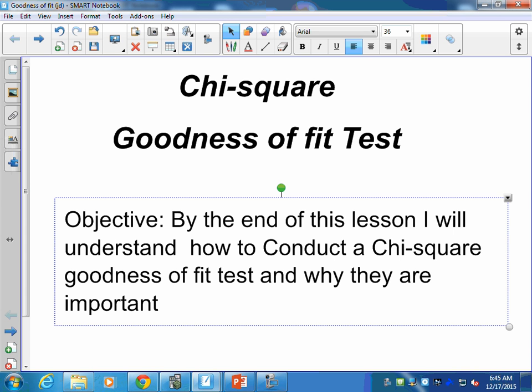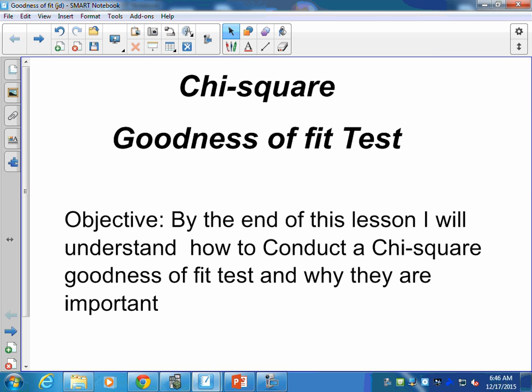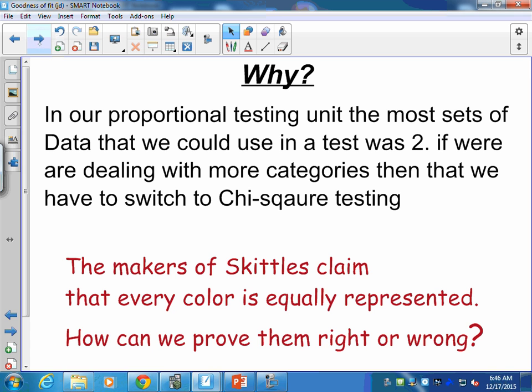Our objective is that by the end of this lesson we'll be able to understand how to conduct a chi-square goodness of fit test and why they are important overall skill-wise. Okay, to answer the question of why we use chi-square goodness of fit testing.